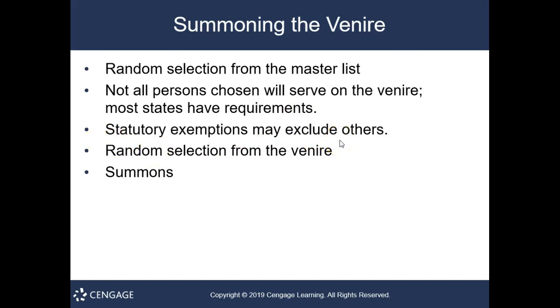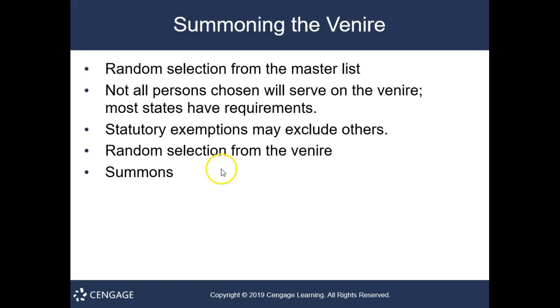Statutory exemptions may exclude others. For instance, if you can't hear or you can't see, you probably can't be a juror. If you cannot speak the English language, you're not going to be a juror. And there are some citizens who really can't, and so they are excluded. Random selection from the venire itself. So what happens is you have a venire, that's your panel, that comes into the court. Usually they sit in the audience.